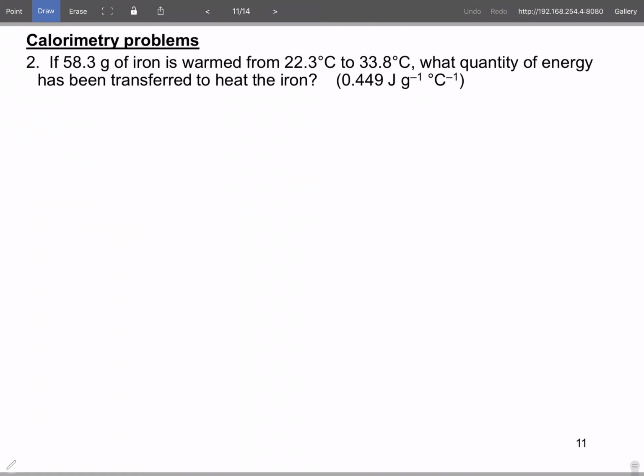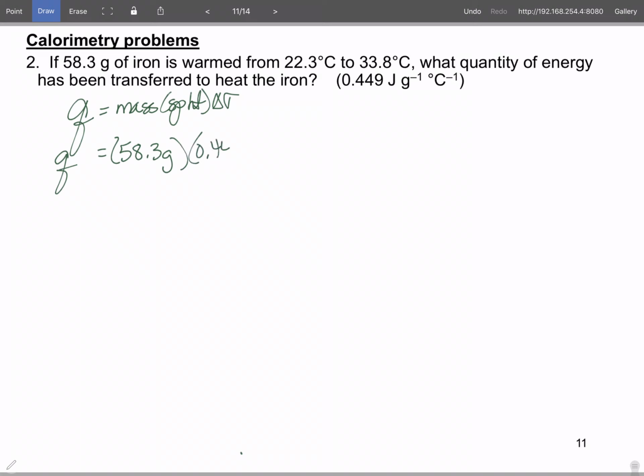If 58.3 grams of iron is warmed, what quantity of energy is transferred to heat the iron? Okay, so we're going to transfer energy. That means it's a Q problem. Q is going to be equal to mass times specific heat times delta T. So in this case, we're looking for Q. That's what we don't know. We're given our mass, which is 58.3 grams. We're given our specific heat, which is 0.449 joules per gram per degree C.